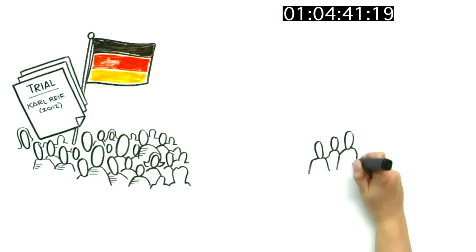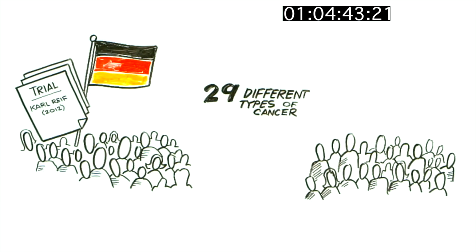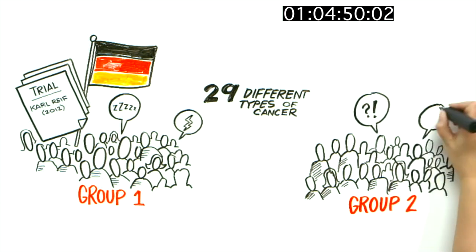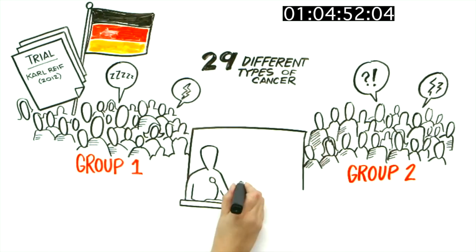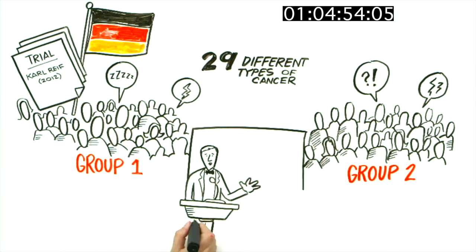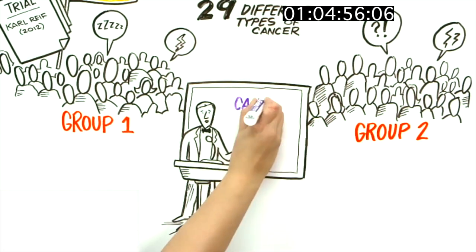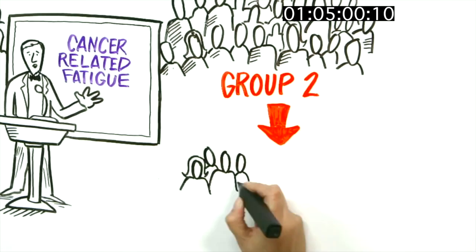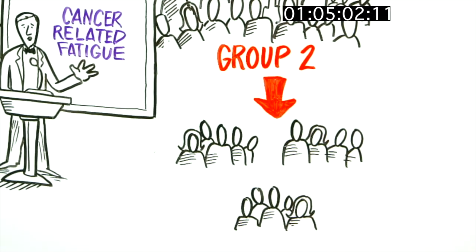261 German patients with 29 different types of cancer were divided into two similar groups. Most of these patients had a high symptom burden, exhaustion, anxiety, pain, and so on, and many had already tried something to alleviate their fatigue. All participants received a general lecture about cancer-related fatigue, and then one group were put on a waiting list. The other half divided into groups and met once a week for 6 weeks.